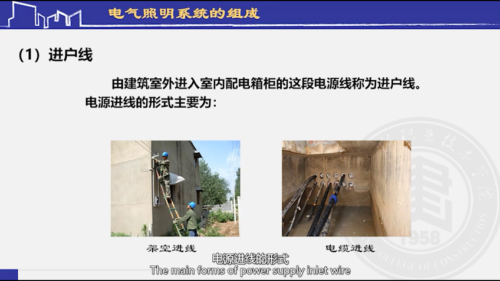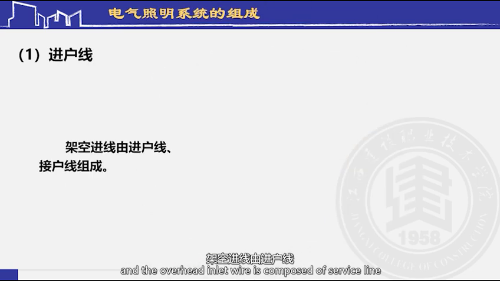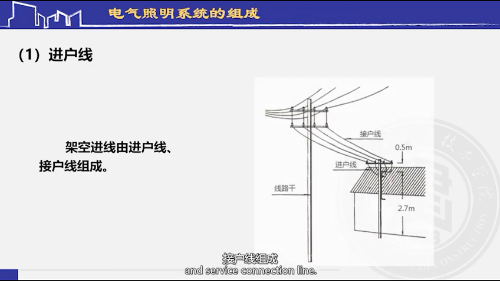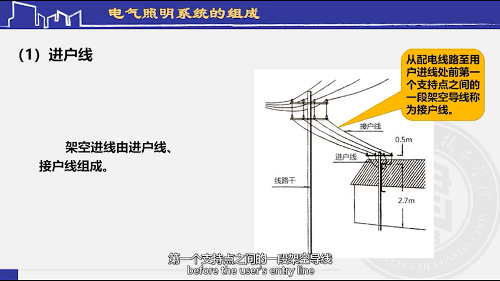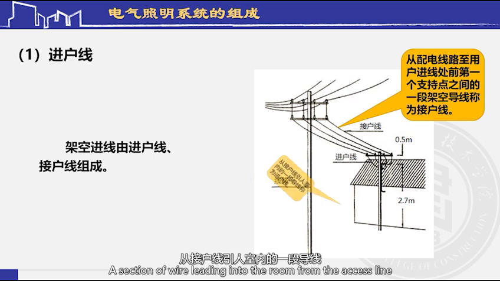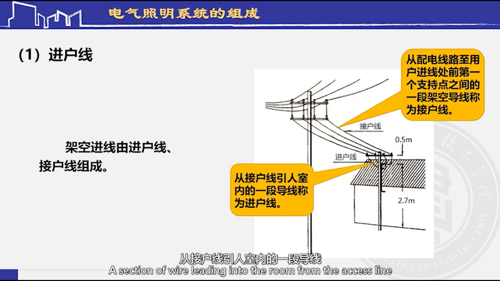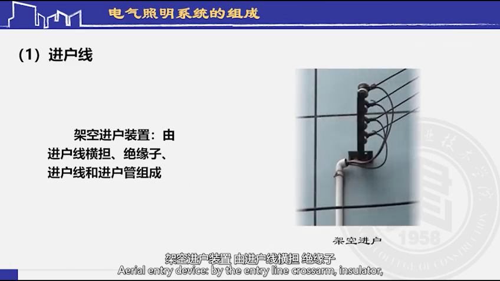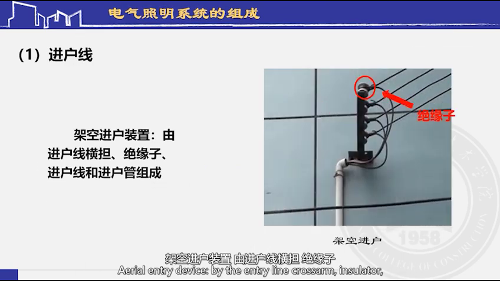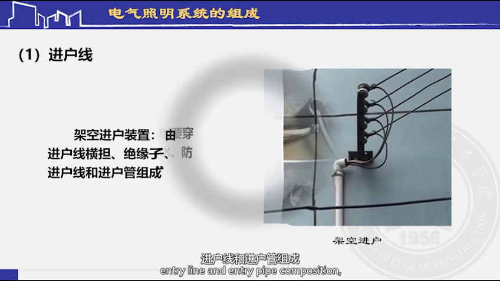The main forms of power supply inlet wire are overhead inlet wire and cable inlet wire. And the overhead inlet wire is composed of the service line and the service connection line. The section of overhead wire between the distribution line and the first support point before the user's entry line is called the service connection line. A section of wire leading into the room from the access line is called the service line. The aerial entry device is composed of the entry line, crossarm, insulator, entry line and entry pipe.